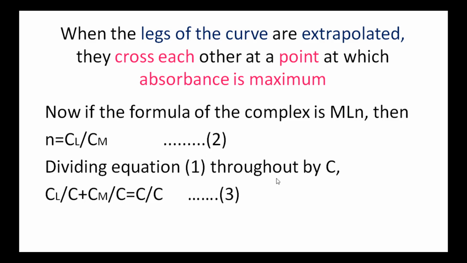Dividing equation 1 throughout by C, we get: equation 1 is Cl plus Cm is equal to C. Dividing equation 1 with C, we get equation 3. That is, Cl by C plus Cm by C is equal to C by C.